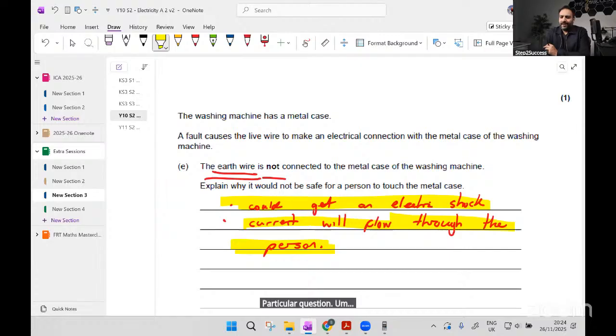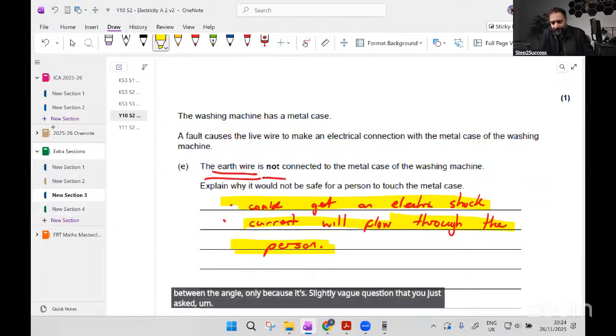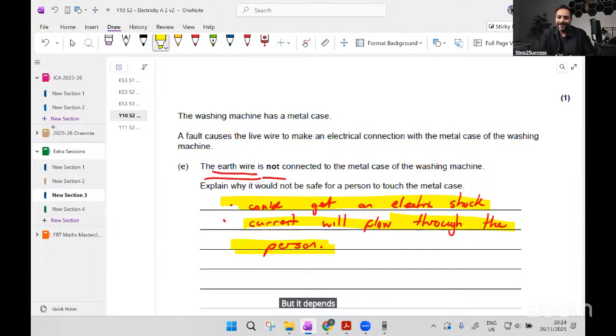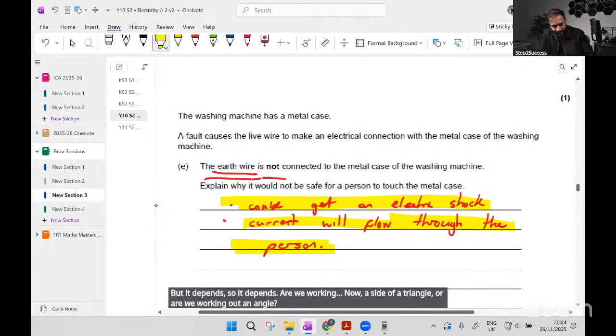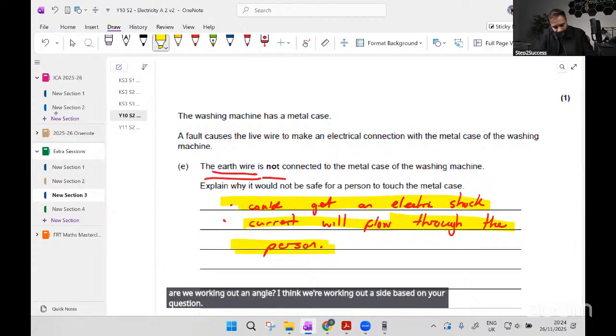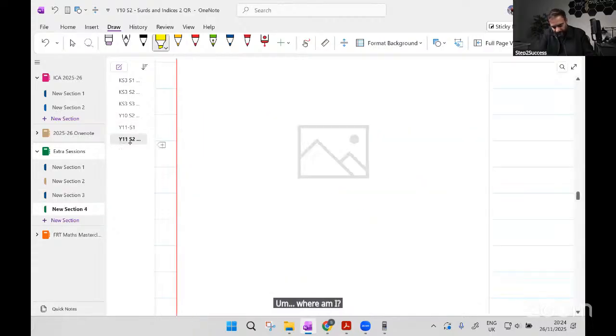Right, there is a question now about year 11 maths. Is there any particular question that you're referring to when you say is cosine used when there are two sides between the angle? Only because it's a slightly vague question. It depends. Are we working out a side of a triangle or are we working out an angle? I think we're working out a side based on your question.